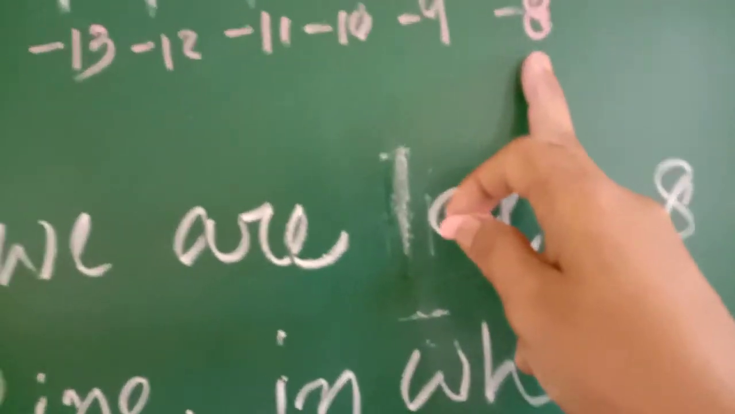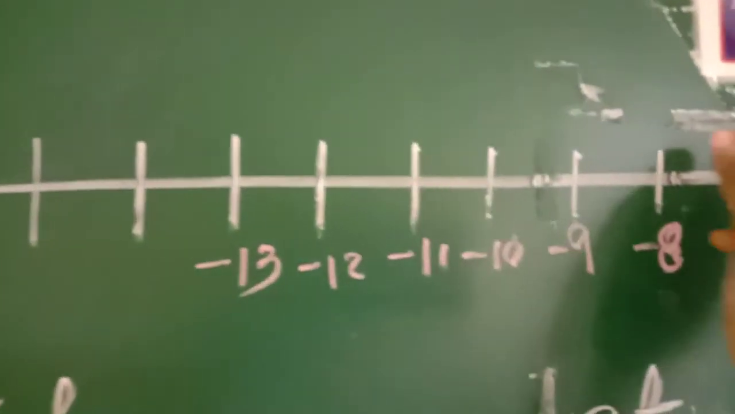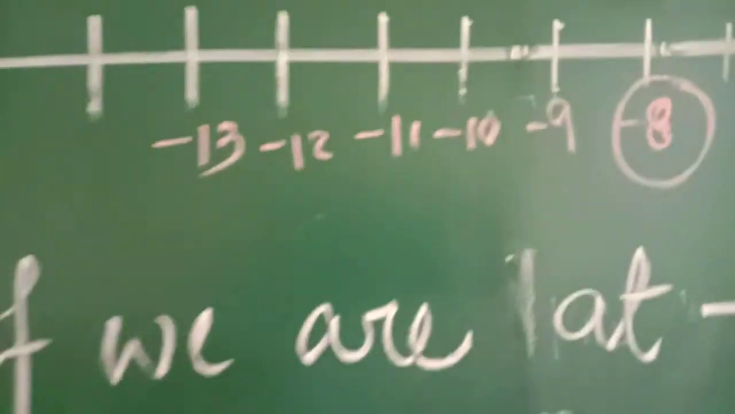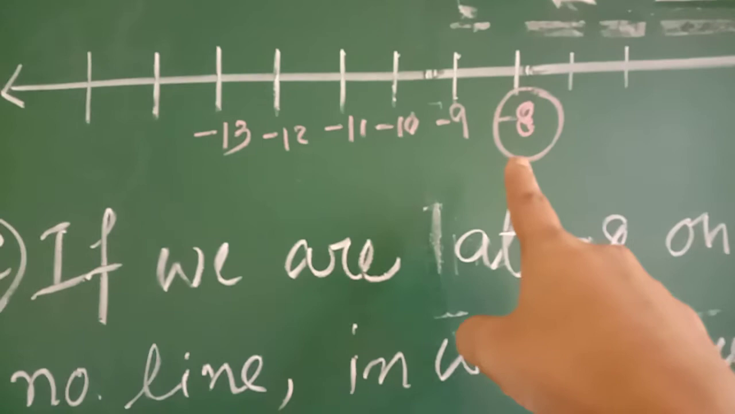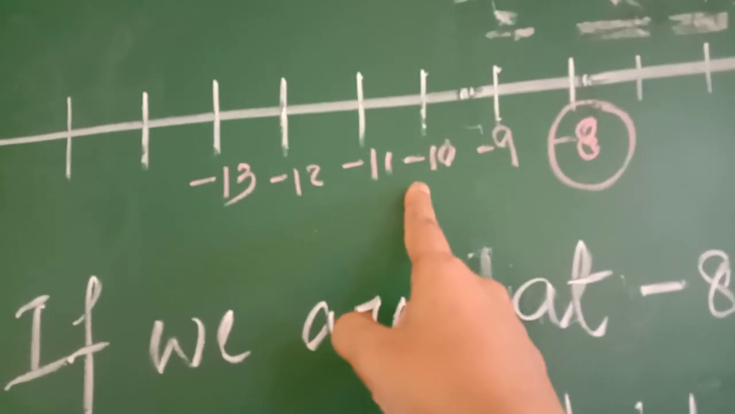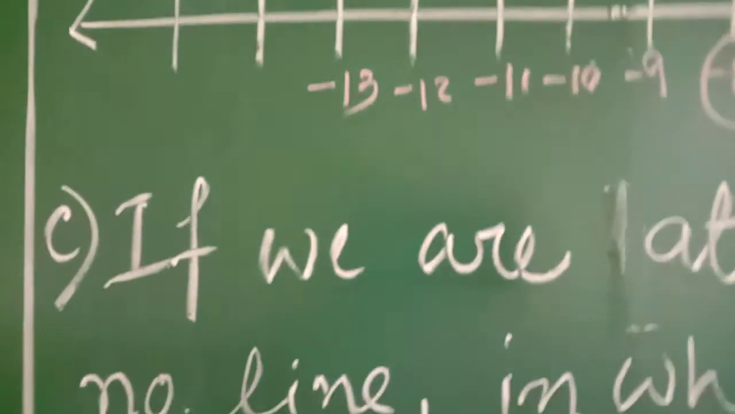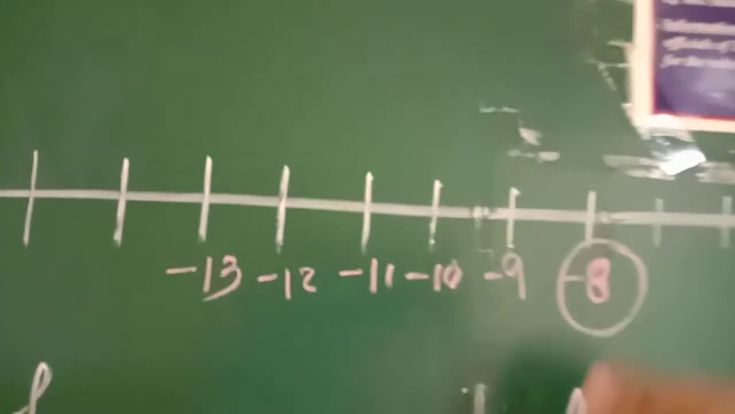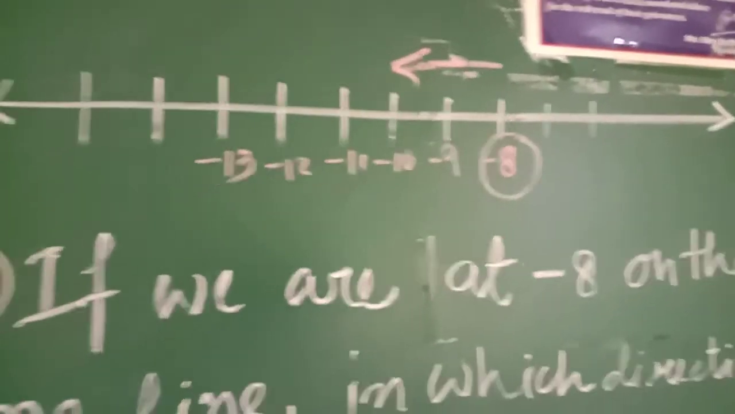We are at minus 8. Which direction do we have to move from minus 8? Then on the left side minus 9, then left side minus 10, minus 11, minus 12, minus 13. Then which direction are you going? Left or right? From minus 8, which direction are you going to reach minus 13?